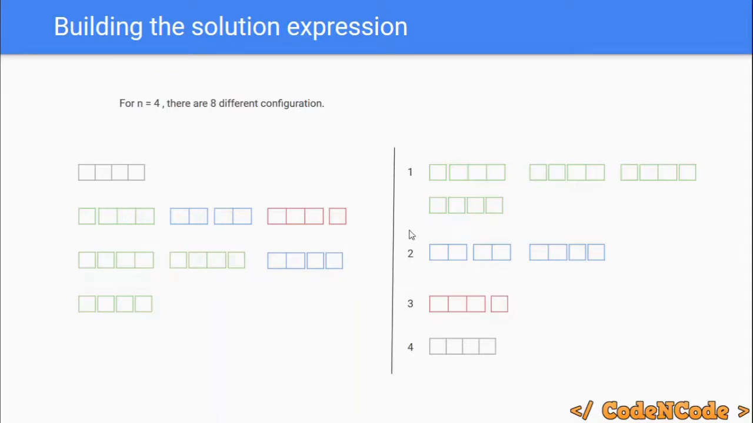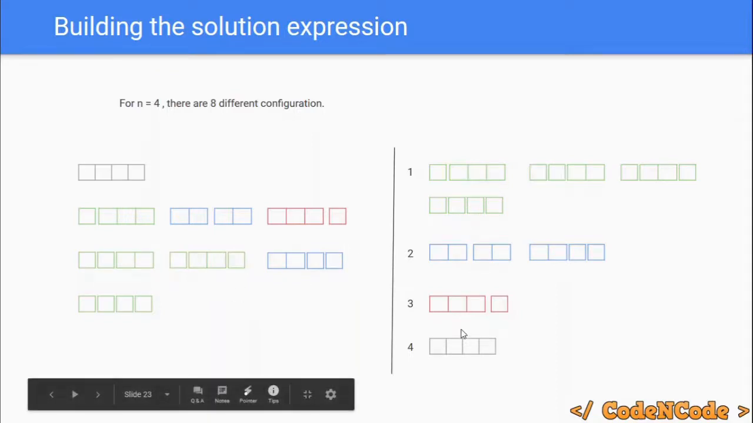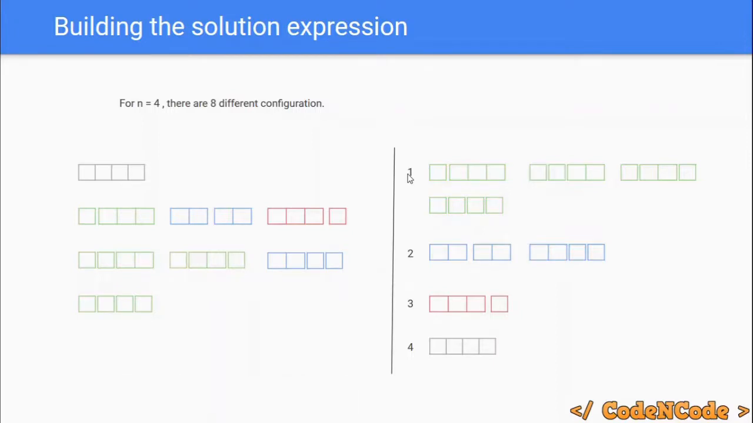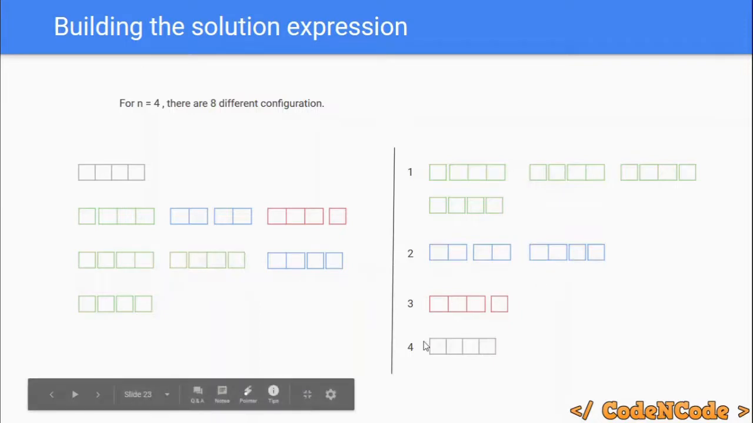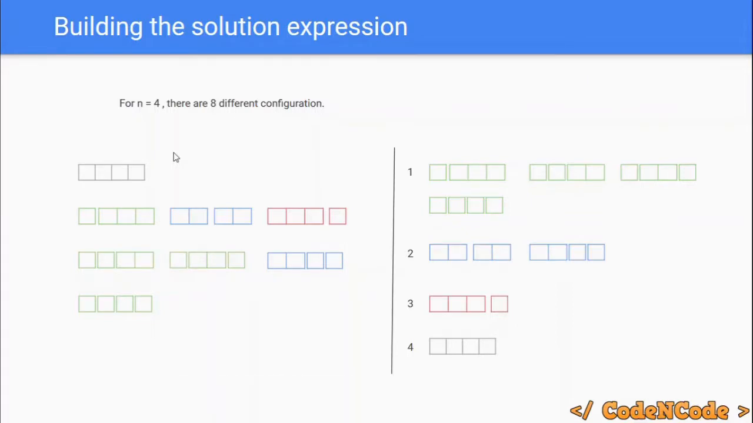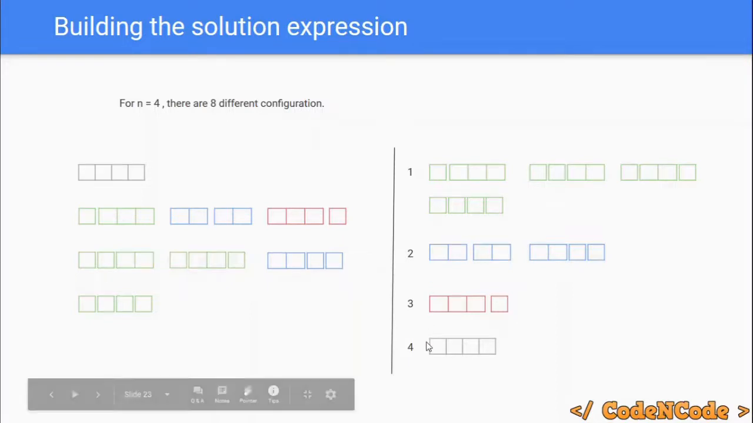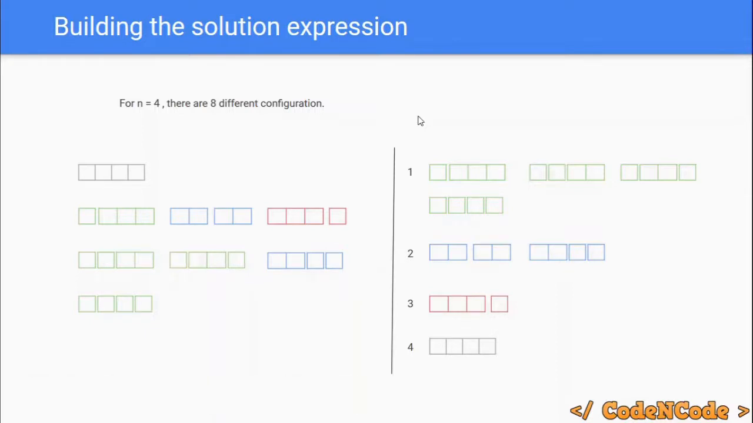Now since I have rearranged them into the groups, suppose x1 is the maximum of group 1. Let's call it m1. So suppose m1 is the maximum of group 1, m2 is the maximum of group 2, similarly m3 and m4. So the maximum profit you can achieve of length 4 would be the maximum of m1, m2, m3, m4, right? Because m1 is the maximum profit you can achieve from group 1, similarly m2, m3 and m4. So the solution would be the maximum of m1, m2, m3, m4.